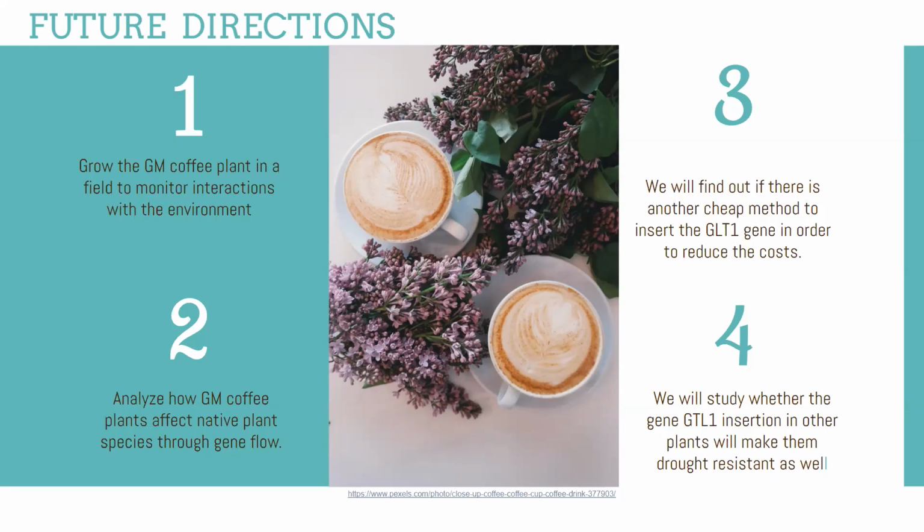A third idea is we will find out if there is another cheaper method in order to protect the farmers who are at risk of buying a more expensive bean. And this will reduce the costs for the consumer, for the farmer. It's a great idea. The last future direction that we might have, we will study whether the gene insertion in other plants will make them drought resistant as well. This could be applied to so many other cash crops in order to develop economically struggling countries.